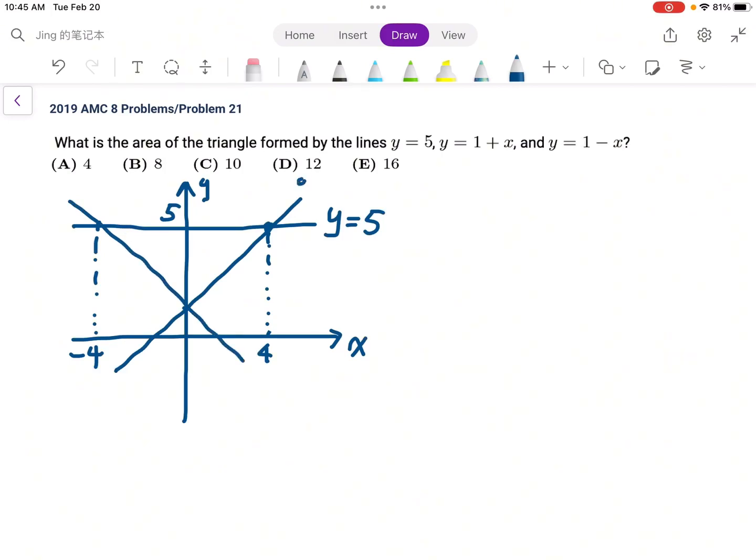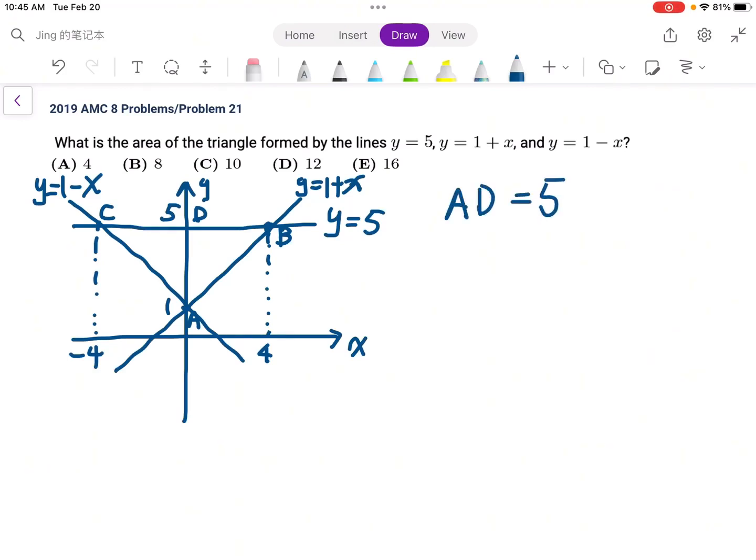So this is y equals 1 plus x. And this line is y equals 1 subtract x. They both cross this point. So we can say that, let's assume this is point D and this is A, B, C.